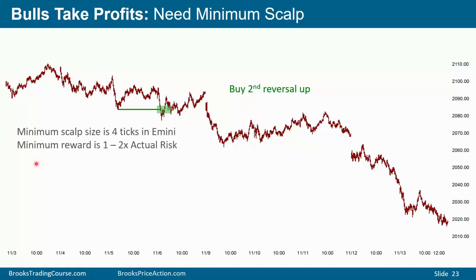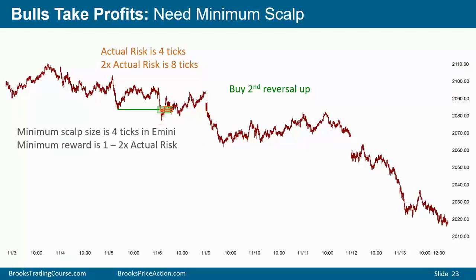Minimum scalp in the E-mini, 4 ticks, 1 point. Minimum reward is 1 to 2 times the actual risk, and if the probability is high, 60% or better, you can exit at 1 times that actual risk, as long as you're going for at least a 4-tick, 1-point scalp.